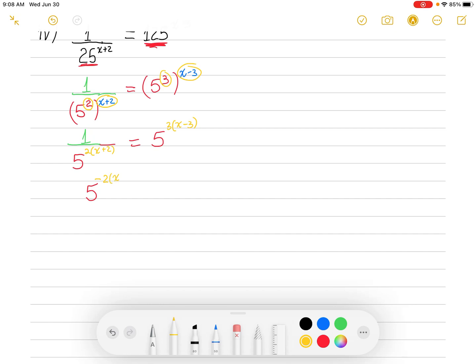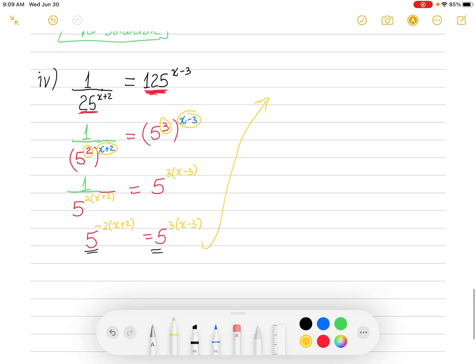Now notice on the left side that we have this weird fraction, right? We have this 5 to the 2 times x plus 2 on bottom. To take that up top, we're going to write it as 5 and change the exponent to a negative. It's going to become negative 2 times x plus 2. So when you take it up top, it becomes a negative. And that's equal to 5 to the 3 times x minus 3.